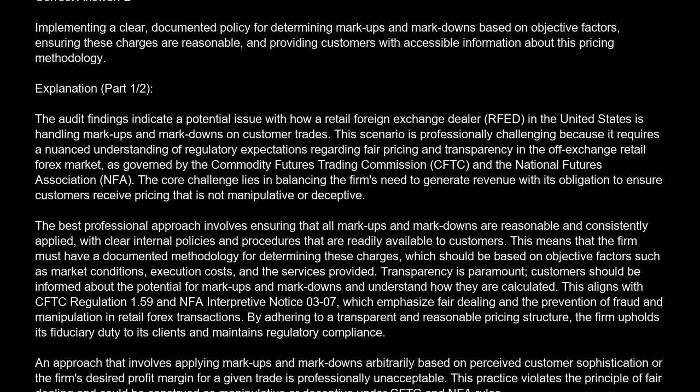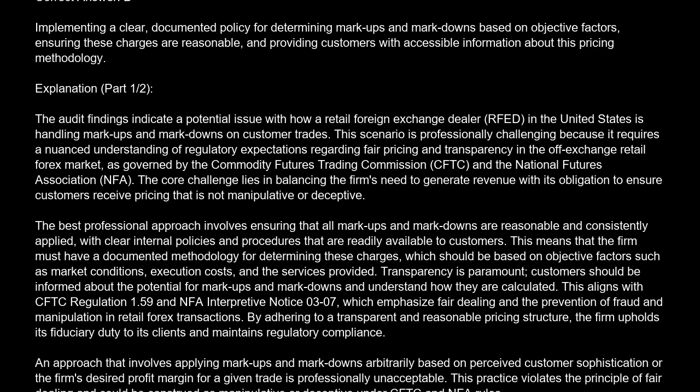The core challenge lies in balancing the firm's need to generate revenue with its obligation to ensure customers receive pricing that is not manipulative or deceptive. The best professional approach involves ensuring that all markups and markdowns are reasonable and consistently applied, with clear internal policies and procedures that are readily available to customers.